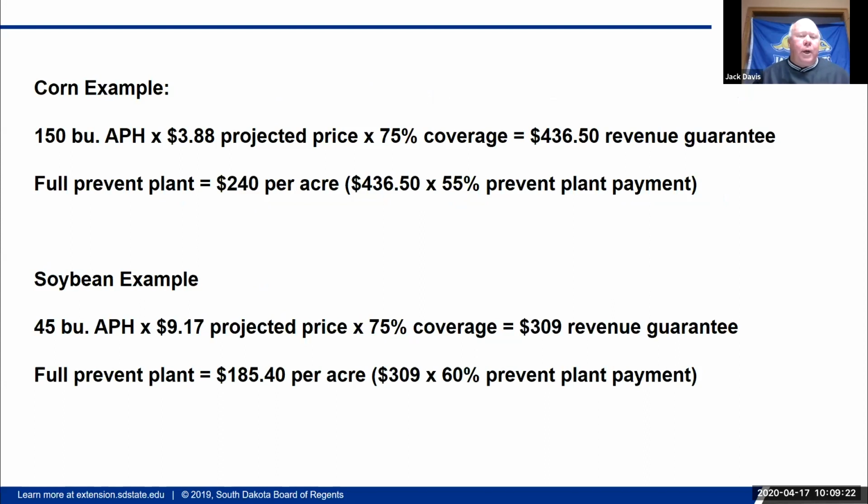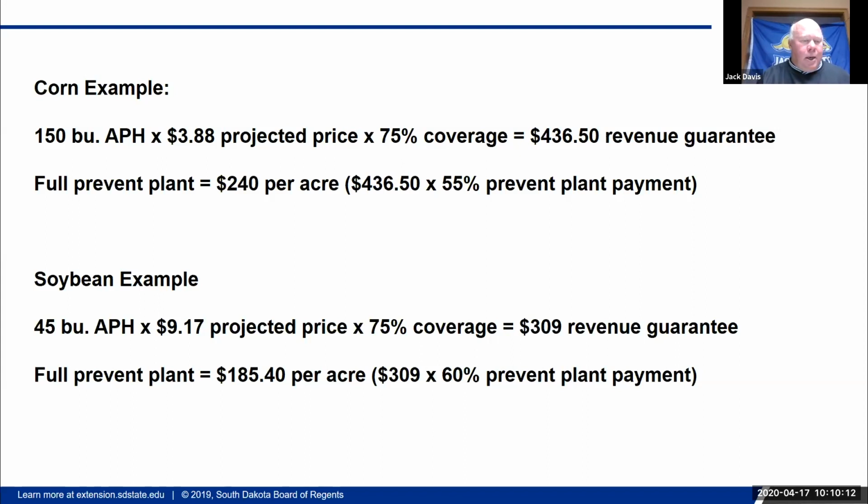Here's just an example of what a prevent plant payment would look like. I just used 150 APH, which is actual production history over time, a 10-year production history. 388 was our corn projected price, and I used a 75% coverage level. So with that in place, we'd have about a $440 revenue guarantee. If they took full prevent plant, that is at 55% for corn. Now, some producers were able to buy up. You could buy up 5% on prevent plant, and some may have done that so that it would be 60%. So that was an option that was available for those that got that at sales closing date, which was March 15th.